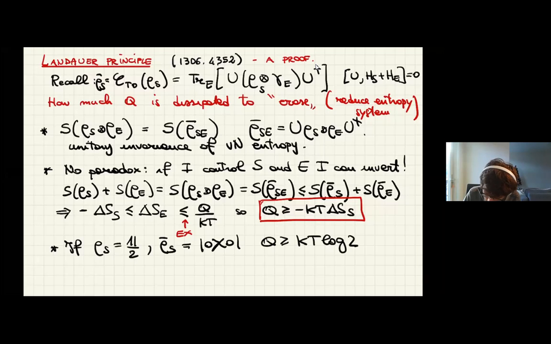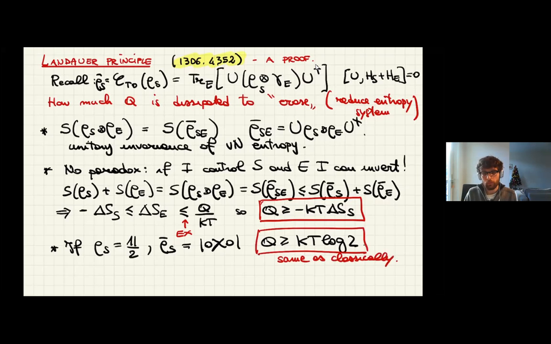If you're interested in more details about this kind of thing, you can have a look at this paper here. They give you this proof, and they also study improvements on this inequality in the case in which your environment is finite dimensional, so you have a bound on the dimension of the environment and so on. But here, what I wanted to stress is, of course, that this inequality we now derived in a completely quantum setting is the same as classically. So Landauer's principle is common to quantum or classical theories. It's exactly the same.